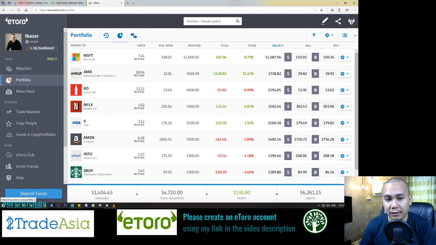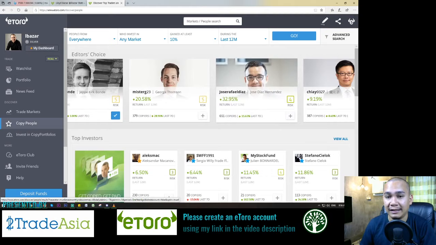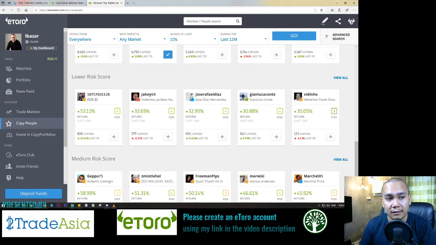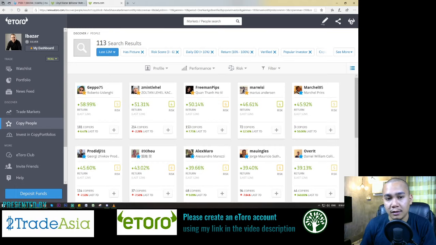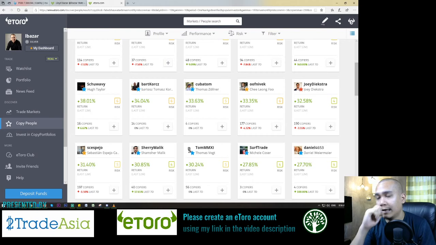Pwede po kayong kumopya ng mga tao na mas nagtitrade talaga, right? These people are trading more aggressive, right? Go to the low risk score people. These are very good traders right here. And medium risk score, ang lalaki ng mga returns na mga yan. Look at that, 45% in last 12 months. So this is good. Okay? Look for these people. So those who are in the stock market, if newbie ka lang po, and you wanna go into the stock market, I invite you to trade into international market. We are trading in eToro.